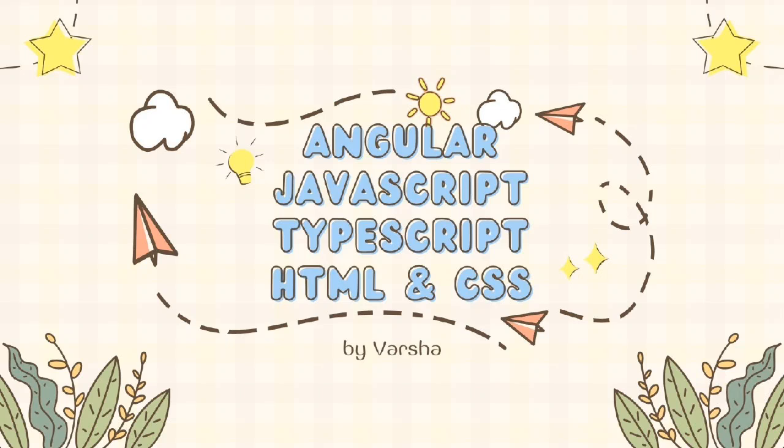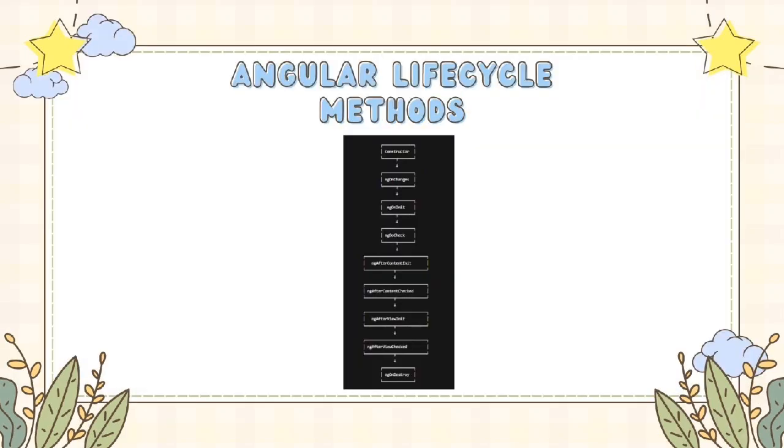Okay, let's begin with the question. What are the Angular life cycle methods? Here I'm trying to show one simple diagram. With a simple diagram I'm trying to explain what the life cycle hooks in Angular are.